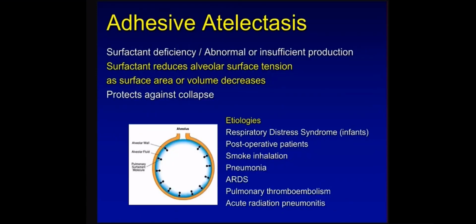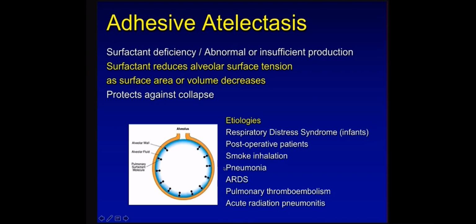Adhesive atelectasis, as I mentioned, refers to surfactant deficiency or perhaps abnormal surfactant. And we know this surfactant helps to reduce the alveolar surface tension as the surface area or volume decreases. It really protects our lungs against collapse. So there are a number of etiologies here. I won't go into all of these, but even pneumonia can cause a little adhesive atelectasis, especially when it's extensive and sort of lobar in its extent.